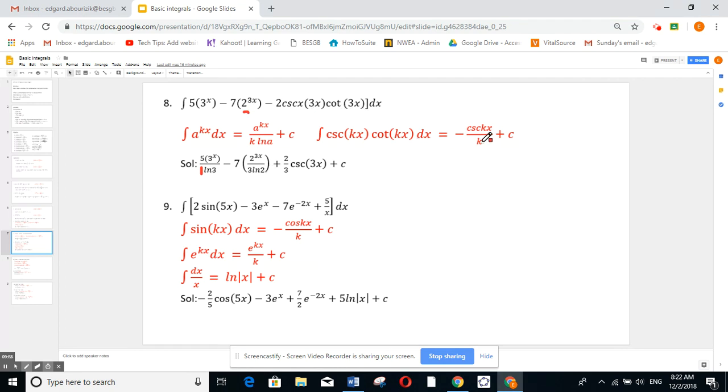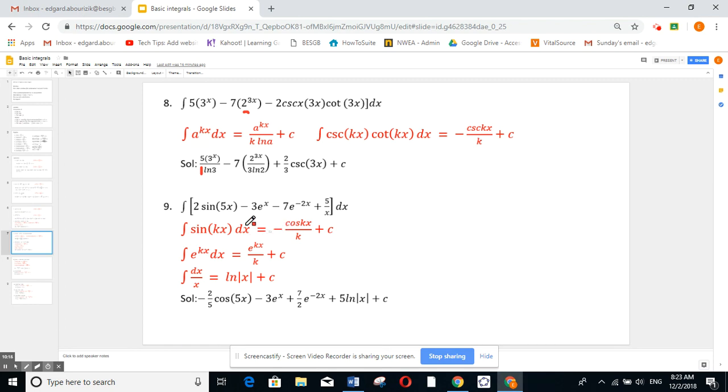This is cosecant cotangent. It is minus cosecant, but I have minus, so it will be plus cosecant 3x, and the derivative of 3x is 3, so I divide it by 3 like here, okay? Sine, this is the formula of sine. Exponential, this is the formula of exponential. Logarithm, this is the formula of logarithm.